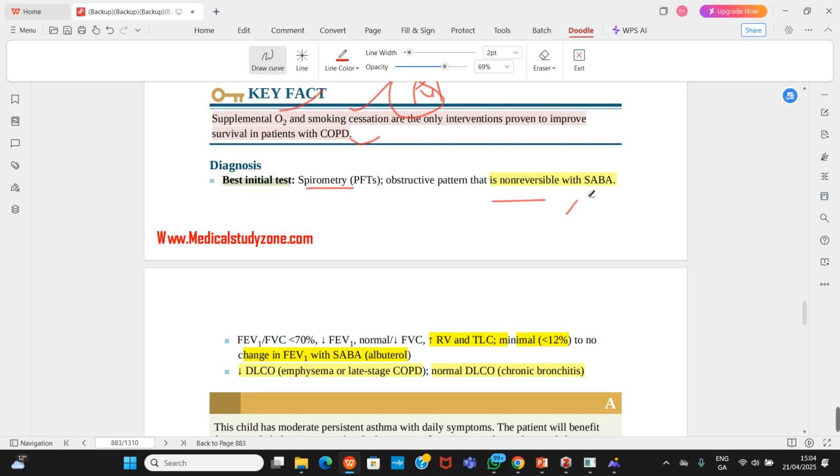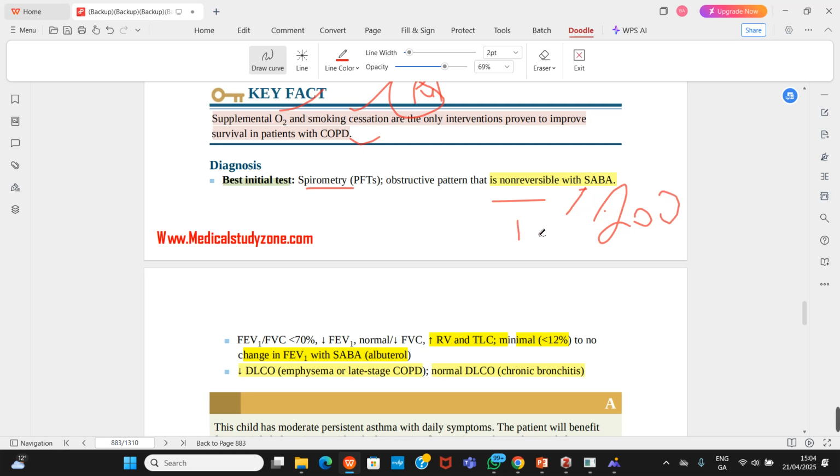That means that if we give them SABA, FEV1 is not going to go more than what percent? It's not going to go more than 12%. And the volume is not going to go more than what? 200. It's not going to go more than 200 mils.